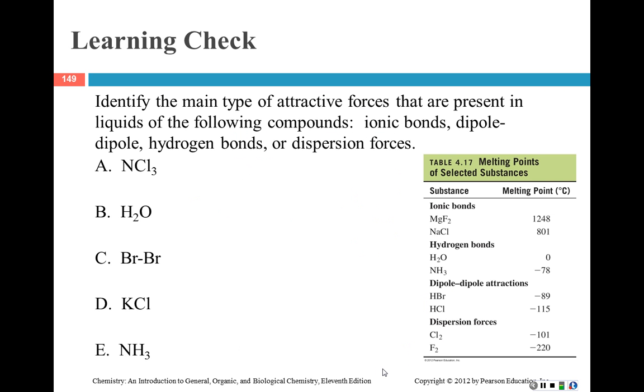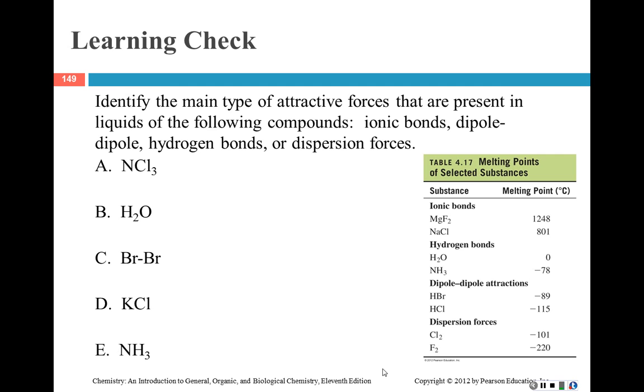So identify the main type of attractive forces in these, and whether they're ionic, dipole, hydrogen bonds, or dispersion forces. Put this on hold. Look over here at the chart. You have to decide what kind of interactions there are, and then you can decide what's going to happen to the melting point if you need to later.